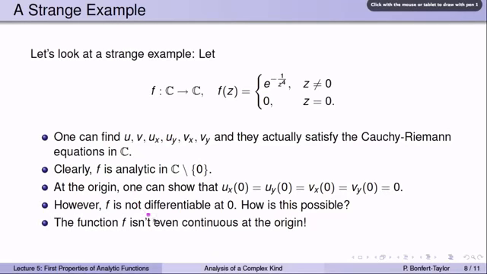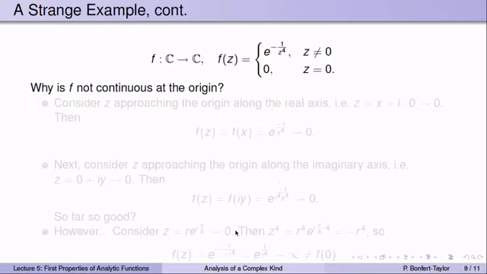Since f is not continuous at the origin, I'll show you why. f cannot be differentiable at the origin. So we'll have to solve this mystery in a little bit. So how is this possible? For now, I'm just going to show you why f is not continuous at the origin. So here's the function again. Why is it not continuous?